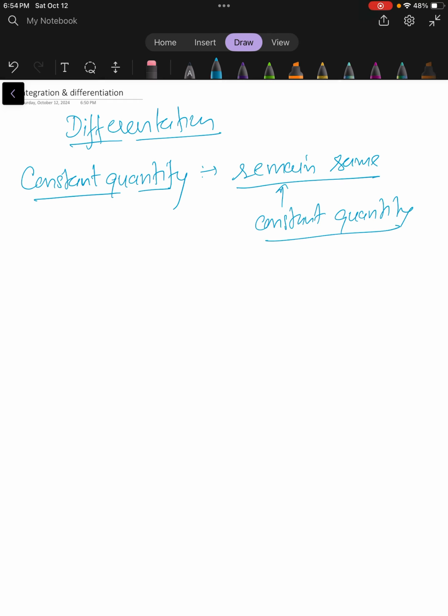So for example, let's take an example. What is a constant value? We have integer values 1, 2, 3, 4 up to n. All these are constant values. If we talk about fraction values like 1 upon 2, 5 upon 4, these are constant values. The value of pi is constant, the value of e is constant. So these are examples of constant quantities.